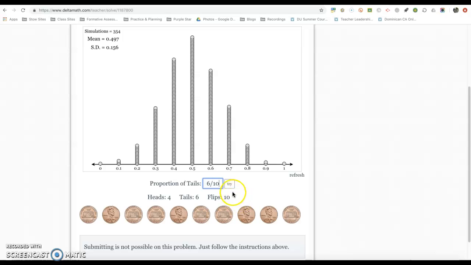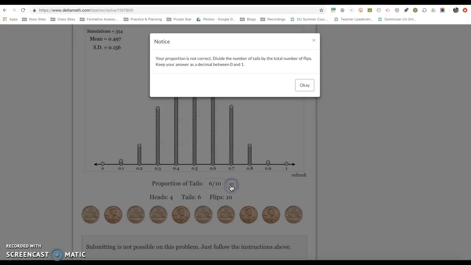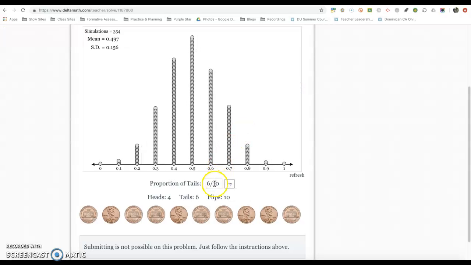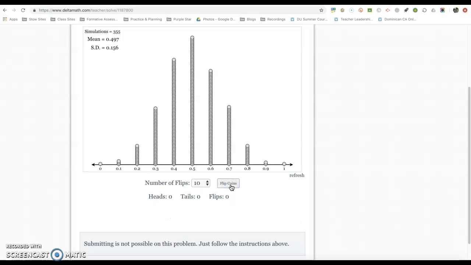And let's see what Delta Math says about that. We know we could reduce that as well, but let's try it and see. Delta Math says the proportion is correct, divide the number of tails by the total number of flips. Keep your answer as a decimal between 0 and 1. Okay, so we did divide the tails by the total number of flips, but I didn't write it as a decimal. So 6 out of 10 isn't going to work. I need the decimal equivalent, which is 0.6. All right, so Delta Math took that one.